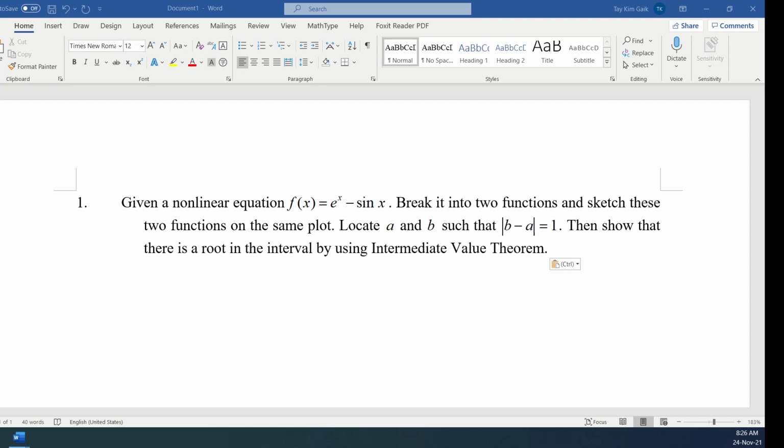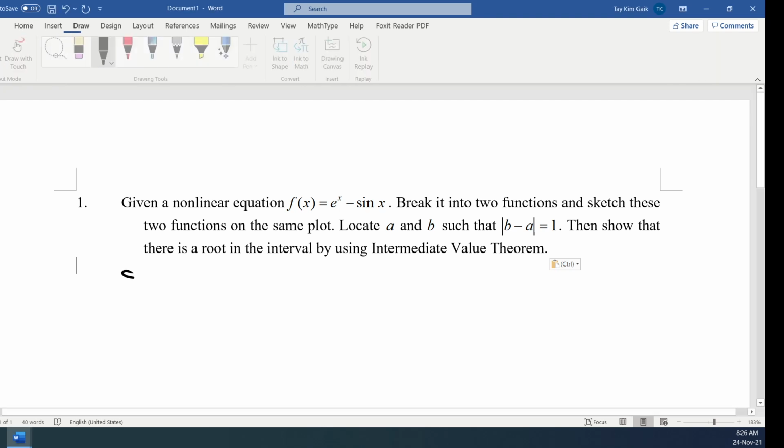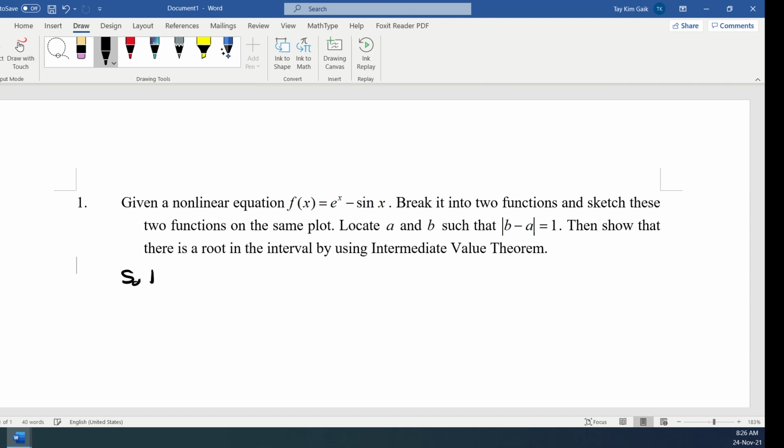Of course, if you use your scientific calculator, you can actually directly obtain this graph and know the interval. But in this question, they want you to break that nonlinear equation into two functions. Let's say you can break it: f(x) is equal to y, so y1 equal to e^x. When you break this one, you can take another one, y2 equal to sin x.